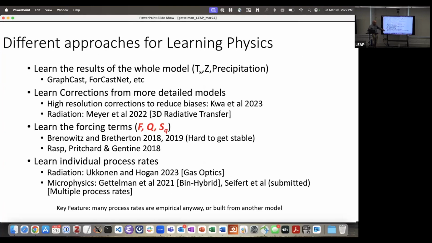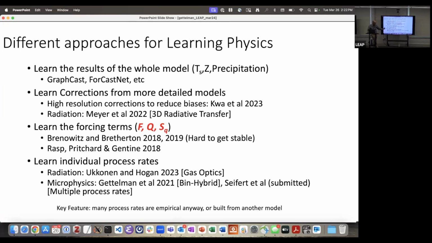And then what I'm going to talk mostly about is what I think we've had more success doing, which is learning individual process rates or multiple process rates. There's been a lot of work looking at the radiation code where you can learn the gas optics and speed it up. I'm going to talk about work where we've made a hybrid bin-bulk scheme out of the microphysics, which is very expensive but more accurate, and we can emulate it and speed things up again. And then Axel Seifert in Germany has some recent work where he's learning a microphysics code, but at the level of individual process rates, not the ultimate state. And he can do that with a more comprehensive microphysics and speed it up.